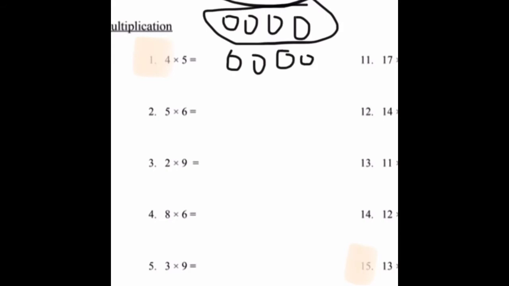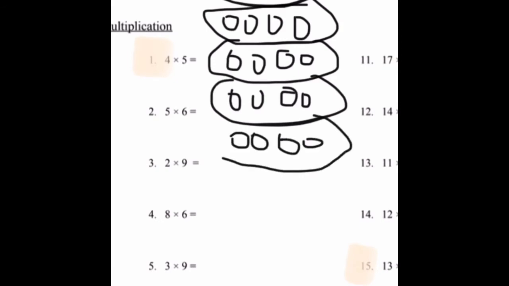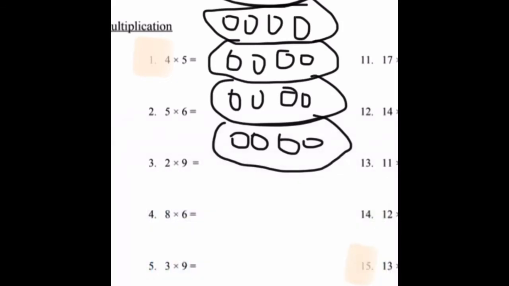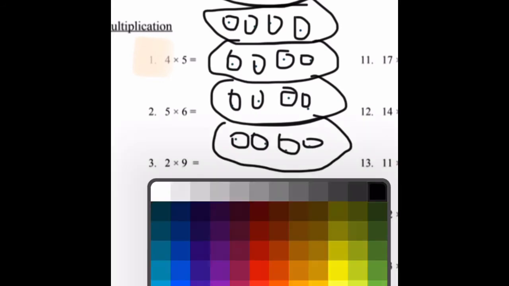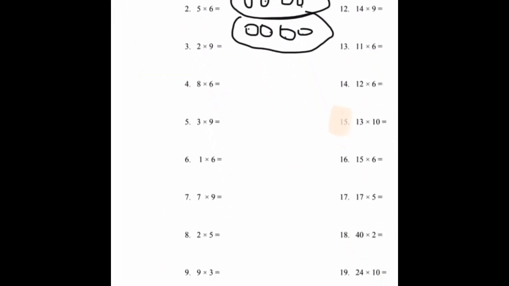1, 2, 3, 4, and 5. So if you count all of these circles up, 1, 2, 3, 4, 5, 6, 7, 8, 9, 10, 11, 12, 13, 14, 15, 16, 17, 18, 19, 20, you can see that you get 20. So 4 times 5 is 20.